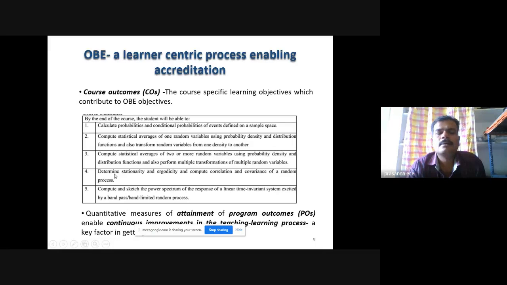And then coming to the fourth unit, determine stationarity and ergodicity. These are various time domain characteristics of a random process. You should be able to numerically describe the stationarity and ergodicity of a random process. These are technical terms which we'll be studying in more detail. And then finally, you should be able to compute and sketch power spectrums of different random processes.